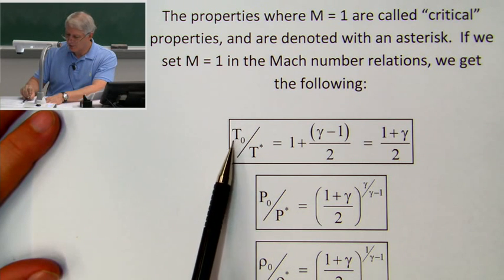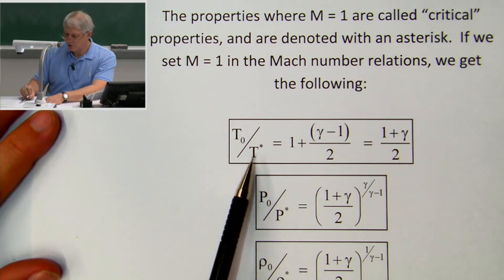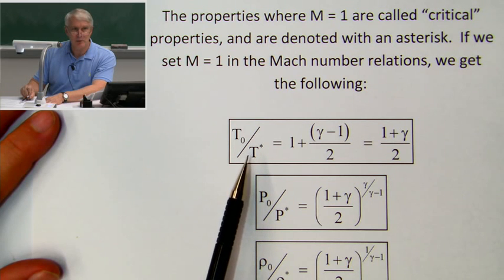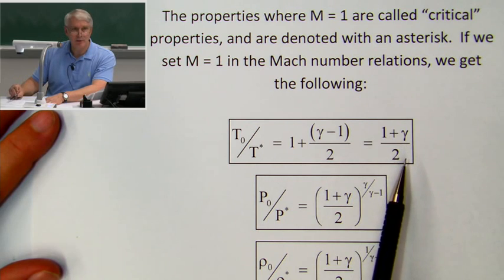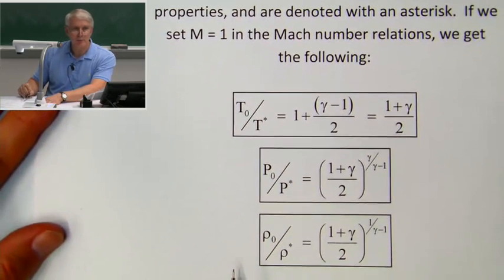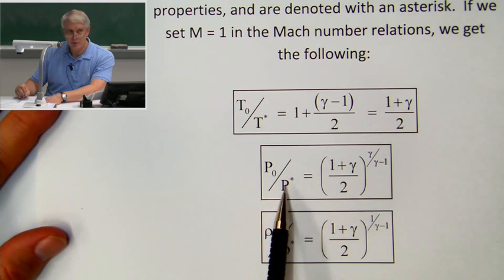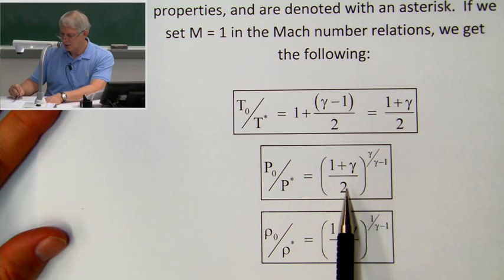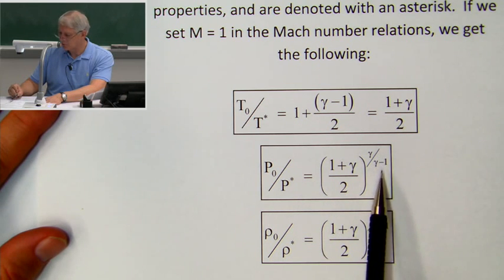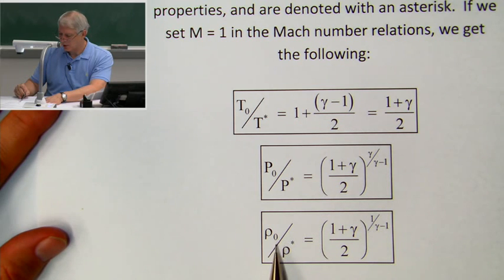So I've got T0 over T star now. T star is the temperature where the Mach number equals 1. If we plug a Mach number of 1 into our relation, we end up with 1 plus gamma over 2. For pressure, here I have P0 over P star, the critical pressure, where the Mach number equals 1, which is equal to (1 plus gamma over 2) raised to the gamma over gamma minus 1. And then rho 0 over the critical density is equal to (1 plus gamma over 2) raised to the 1 over gamma minus 1.